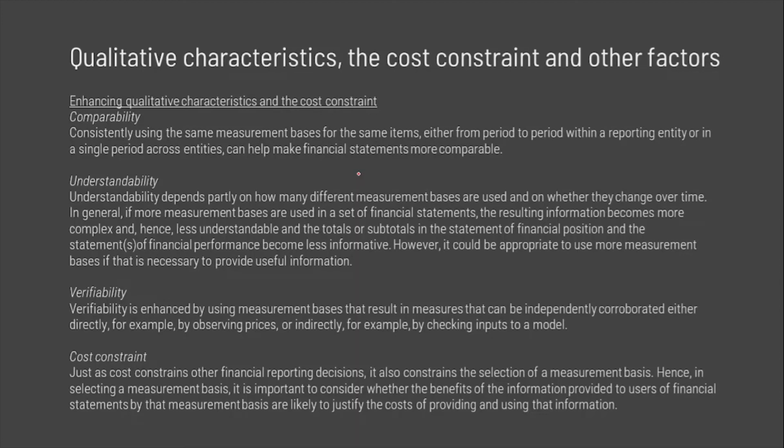Using measurement bases that result in measures that can be independently corroborated, either directly, for example, observing prices, or indirectly, like checking inputs to a model, enhances verifiability. If a measure cannot be verified, explanatory information should be disclosed to enable users of financial statements to understand how the measure was determined. In some cases, it may be more appropriate to indicate the use of a different measurement basis.